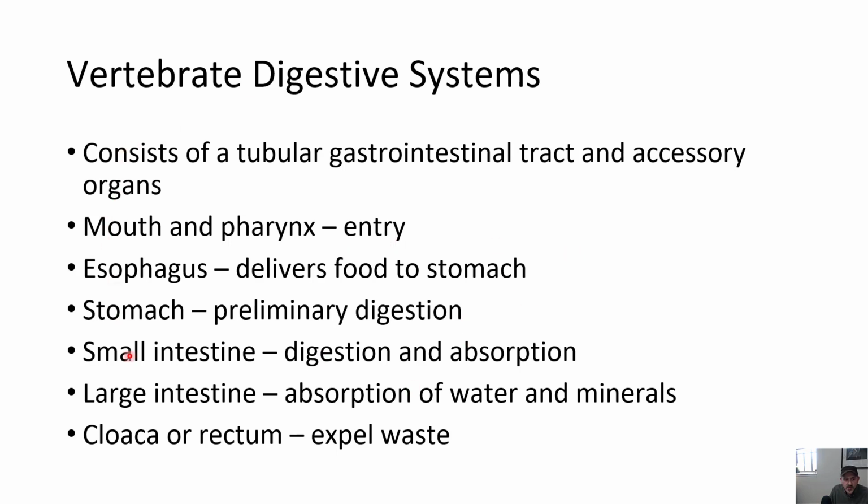So these are the major organs. These are not all the organs because there are also accessory organs. So the gastrovascular cavity includes the organs that food actually travels through. And then there are accessory organs that are plumbed into that system that secrete digestive enzymes into that system to help break down food.